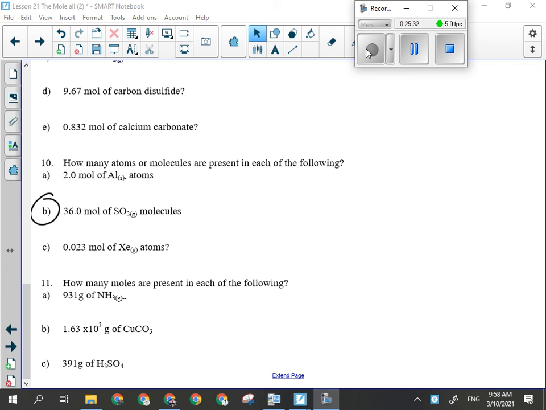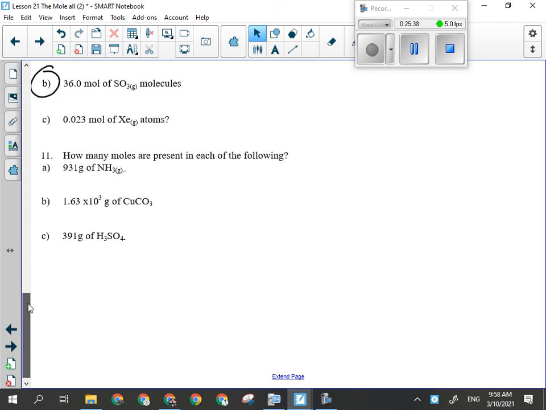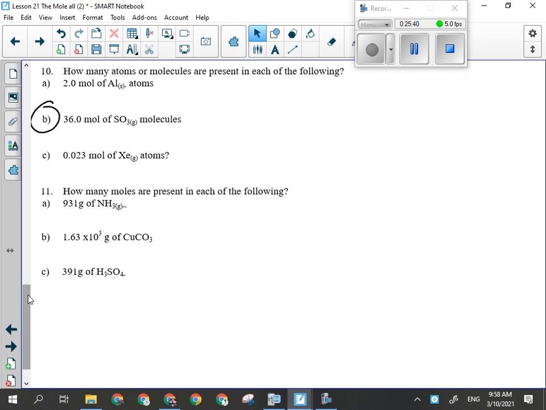Okay, so for 10B here, if I want to get the number of molecules, which is what this one is asking me to get, what do I need to calculate first? The number of moles. I've got to get the number of moles first, so I can multiply that by the number of molecules in a mole, Avogadro's number, and calculate my total number of molecules. So, what are they giving me in this question? They're giving me n, 36.0 moles. All right, well, how easy does that just make my life?